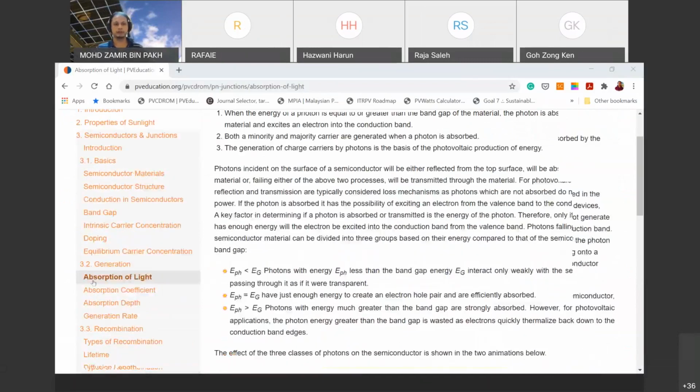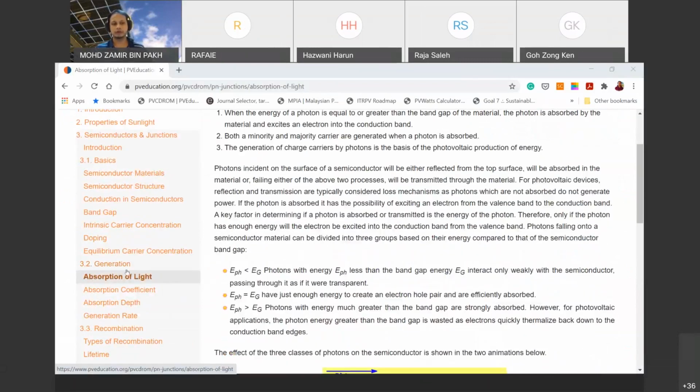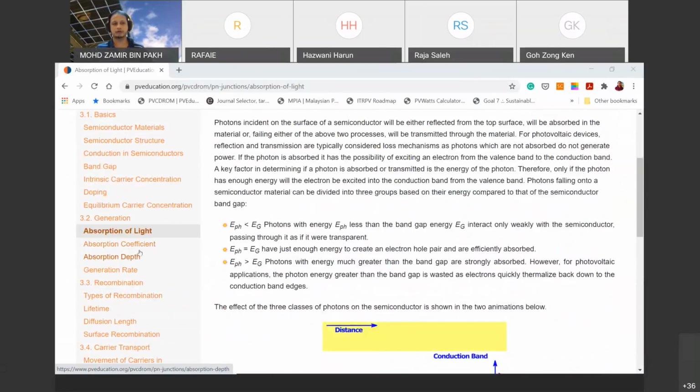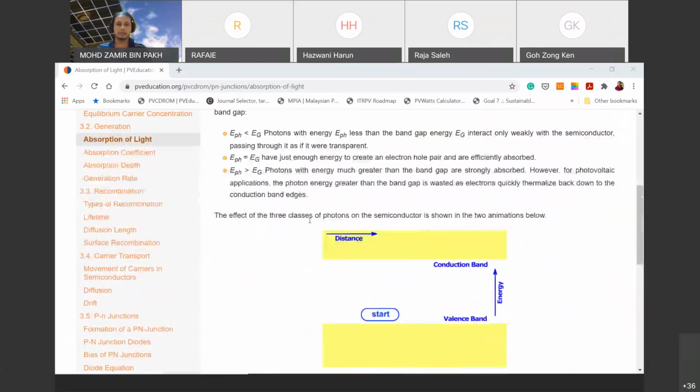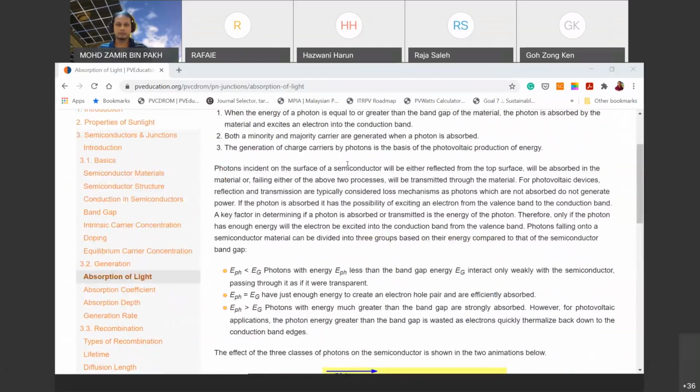Right, you can come to this PVCDROM and go to absorption of light. So under section 3.2, generation. So you can see absorption of light, absorption coefficient, depth, generation rate. So this is exactly what we are going to cover in this topic, right? So let me just keep all this up here.